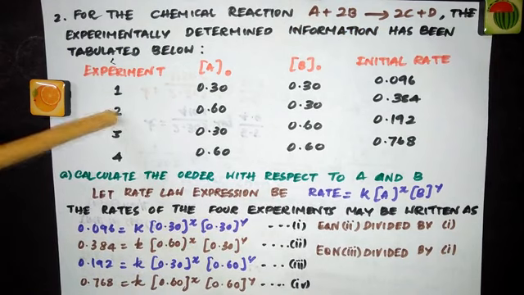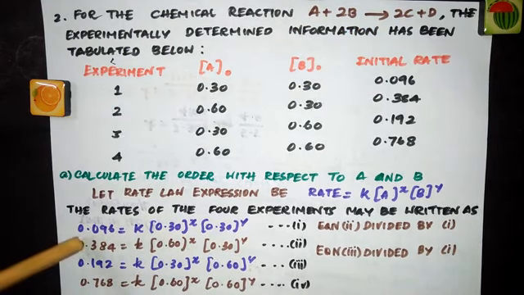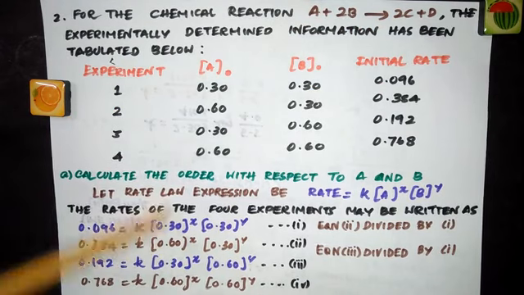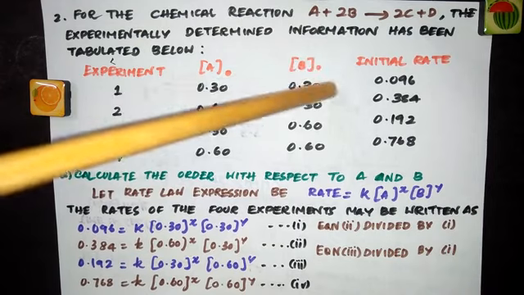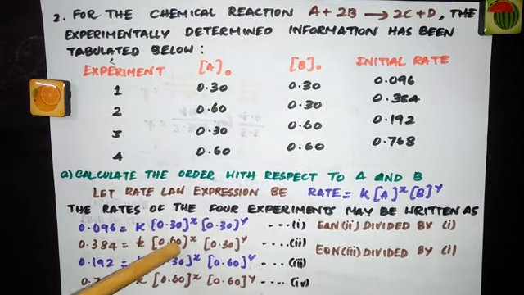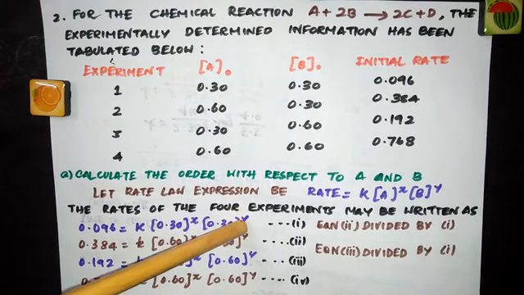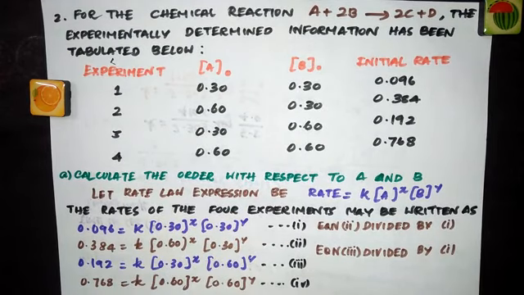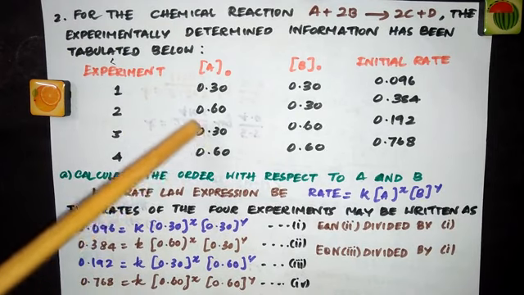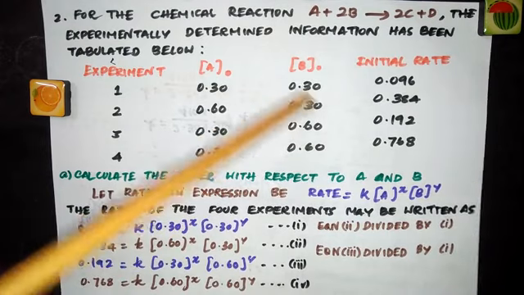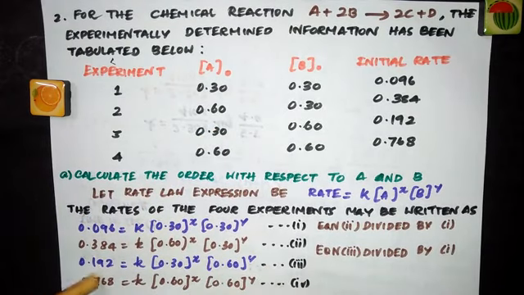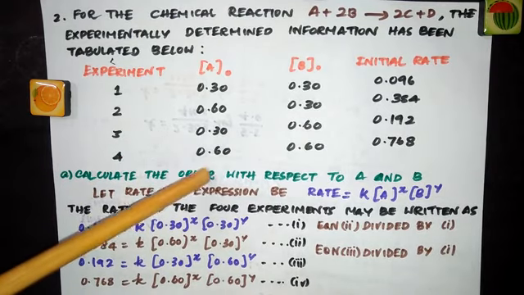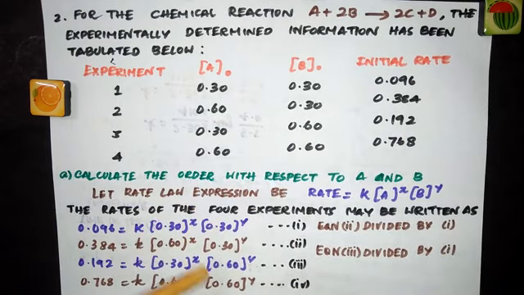And for the second experiment, what is the rate? 0.384. So 0.384 is equal to K into concentration of A to the power x into concentration of B to the power y. So 0.60 to the power x, 0.30 to the power y. So let's take this as equation 2. Same way for the third experiment, 0.192 is equal to K into 0.30 to the power x, 0.60 to the power y. And 0.768 is equal to, for the fourth experiment, K into 0.60 to the power x into 0.60 to the power y. Let's take this equation to be 4.